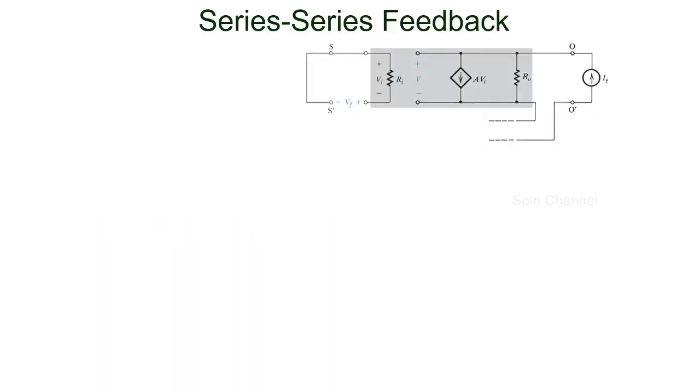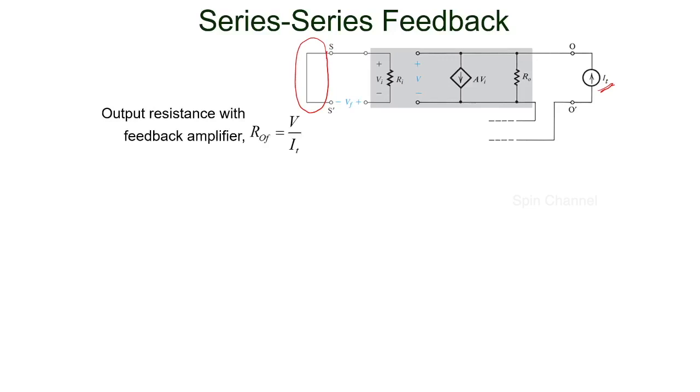So now let us consider how to find the output resistance of the feedback transconductance amplifier. To find the output resistance, reduce the source voltage Vs to 0 and apply a test current IT at the output. Then the output resistance of the feedback amplifier is given by the output voltage by output current, that is V divided by IT.